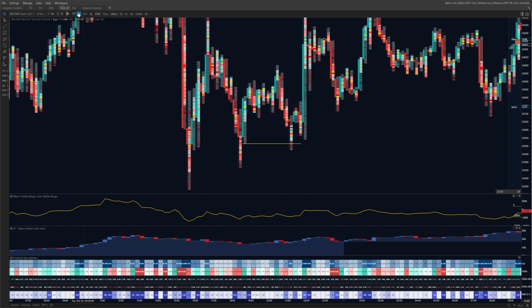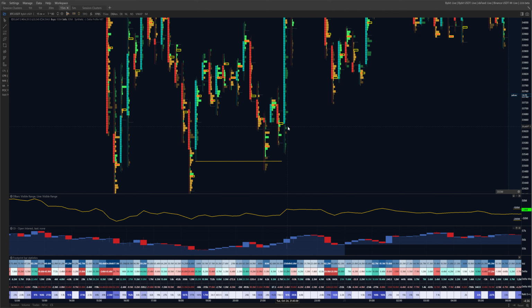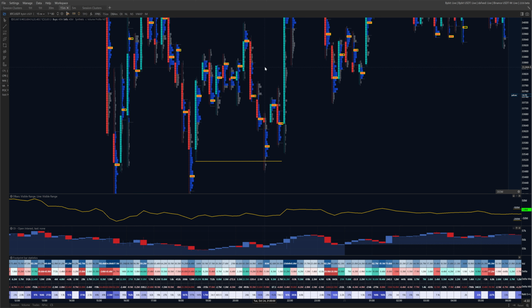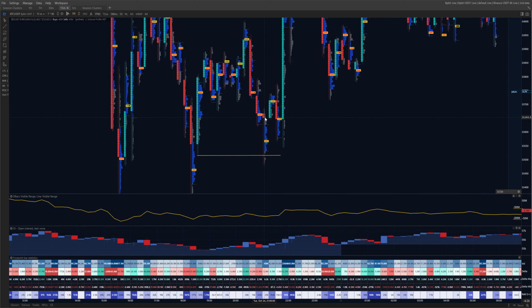So if we just go over to, for example, Delta Profile, again, it just depends on how you want to visualize the data itself. I personally found the Delta Cluster Volume Profile will be quite clean on this as well. So you can clearly see where the most volume has occurred. You've closed outside of that.